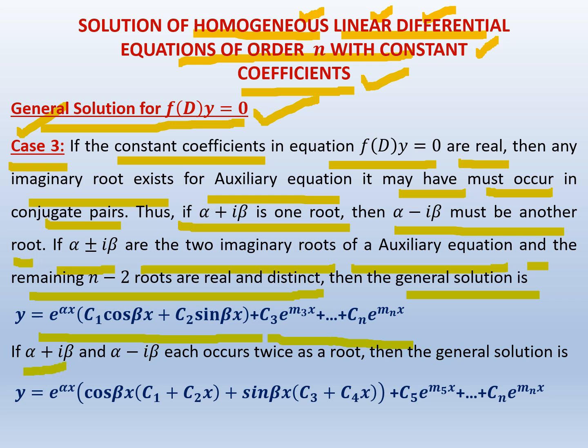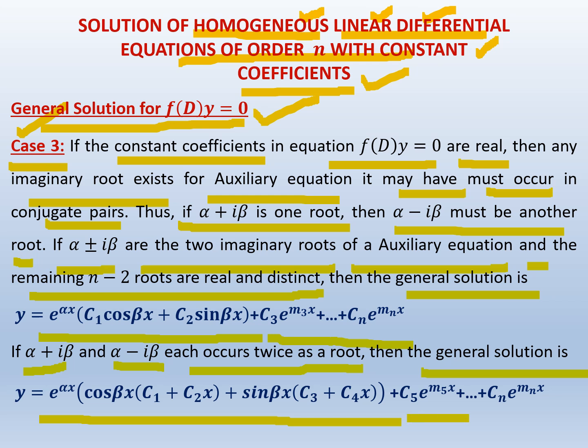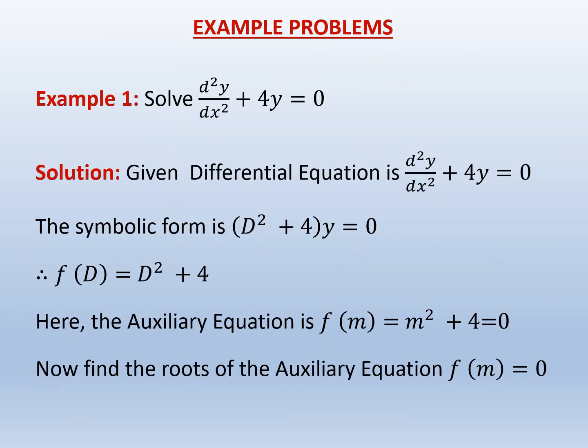Now, if alpha plus i beta and alpha minus i beta each occur twice as a root, then the general solution is y equals e power alpha x of cos beta x of c1 plus c2 times x, plus sin beta x of c3 plus c4 times x, plus c5 times e power m5 x, and so on, plus cn times e power mn x. Now let's see some example problems for case 3.